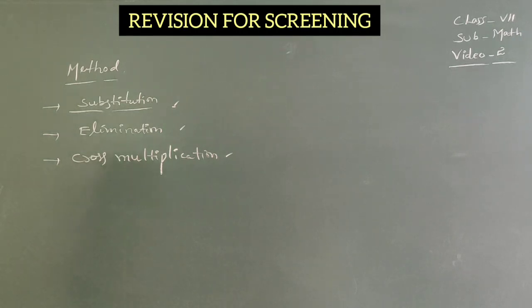Simultaneous linear equations have solutions of three kinds. First, consistent equations, which have a solution. Consistent means infinitely many solutions or a unique solution. Unique solution: a1 by a2 is not equal to b1 by b2. Infinitely many solutions: a1 by a2 equal to b1 by b2 equal to c1 by c2. No solution: a1 by a2 equal to b1 by b2 but not equal to c1 by c2. In this way we can solve the given simultaneous linear equations.